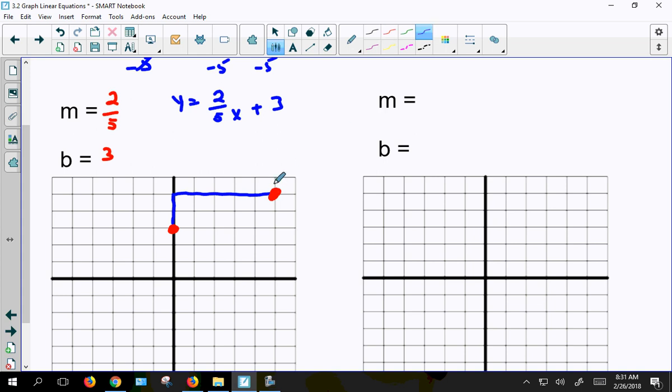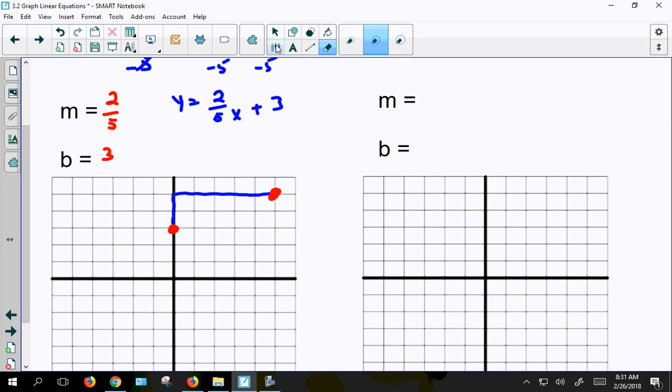Now, I cannot go up 2. I'm out of graph. And this is what you guys will do on the test. Please don't do this. You'll take time on the test and go ahead and make the graph extend. And then I've got to go over this way, and it just becomes a mess. Please don't do that.